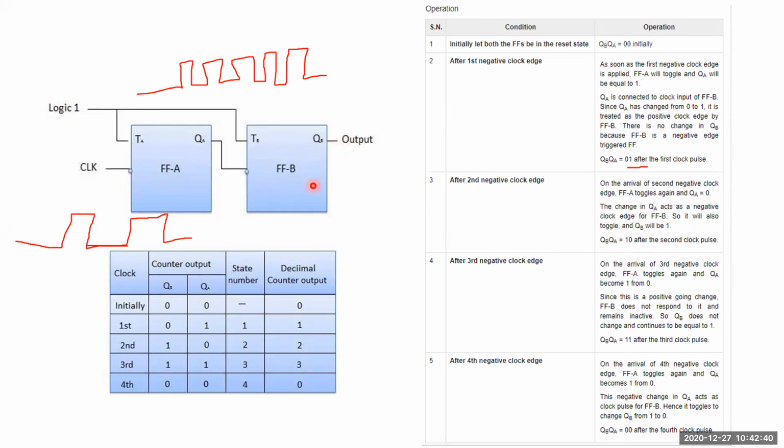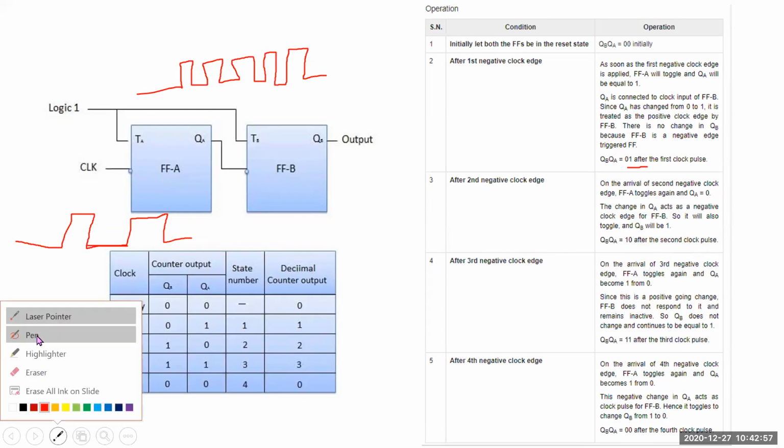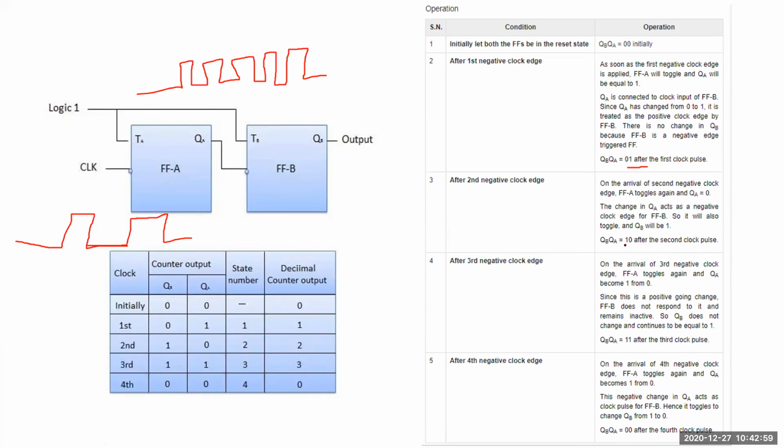So what will become the second output now? This is 0 and this is 1, so the output will be 0 1. Sorry, if it is QB, I have written QB over here first, so it will be 1 0. So now the output is going to be 1 0 after the second clock pulse. For the first one, the output is 0 1 depending upon the QB and QA. Now here after the second clock pulse, it is 1 0.